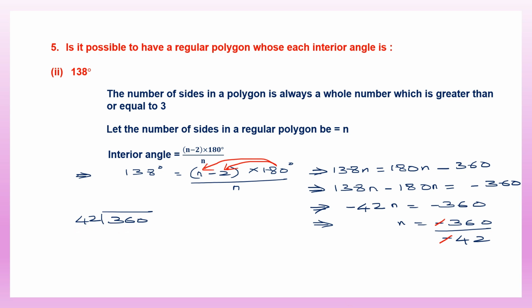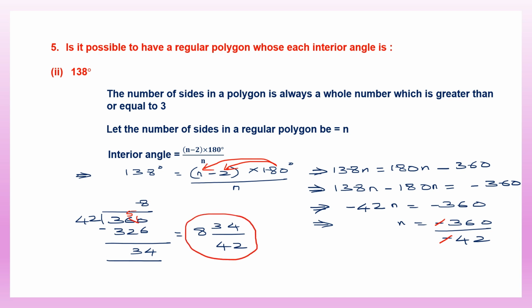Now when you multiply 42 into 8, 8 2s are 16, 8 4s are 32. What do we get here? Now this subtraction, 10 minus 6 is 4, 5 minus 2 is 3. Now here can you see we have got 8 and 34 by 42, which is a fraction. It's a mixed number. It is not a whole number.